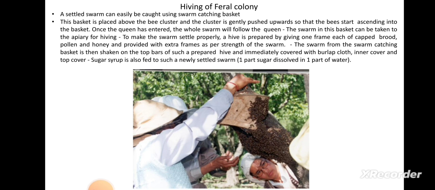To make the swarm settle properly, a hive is prepared by giving one frame each of capped brood, pollen and honey, and provided with extra frames as per the strength of the swarm. That means initially one frame is given for collecting and making the honeybee hive. Then if more frames are required, when more bees come and reside in the same colony. Okay.